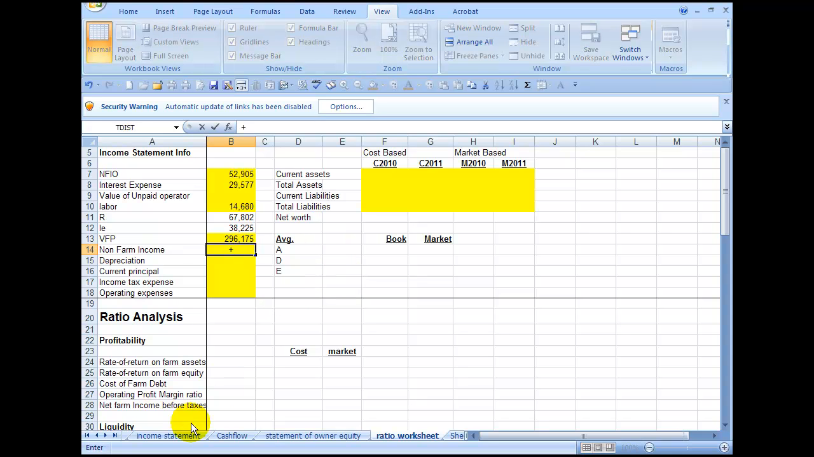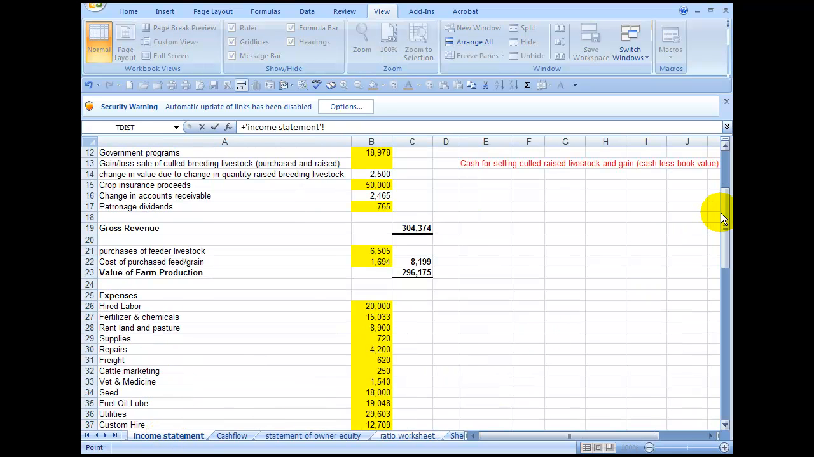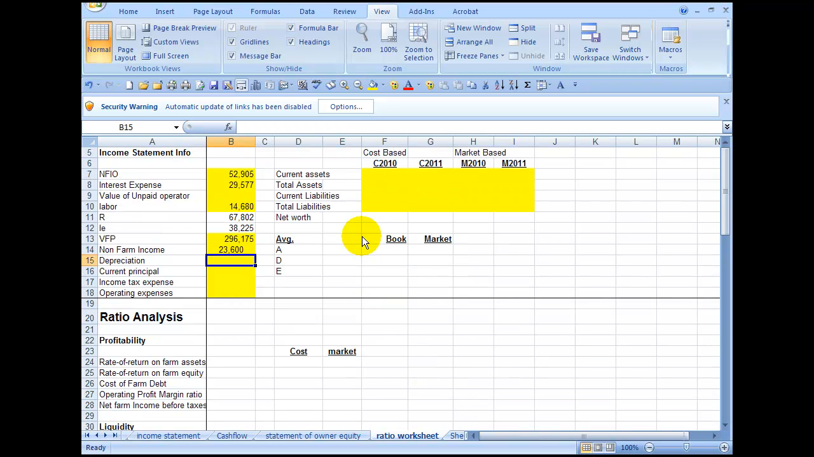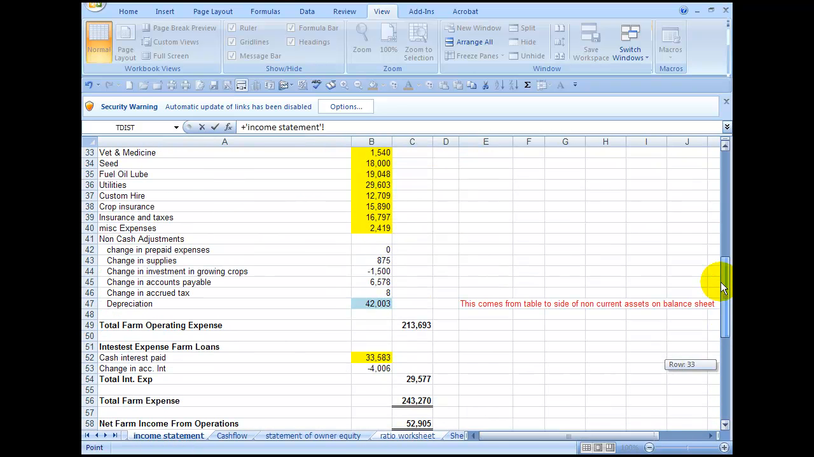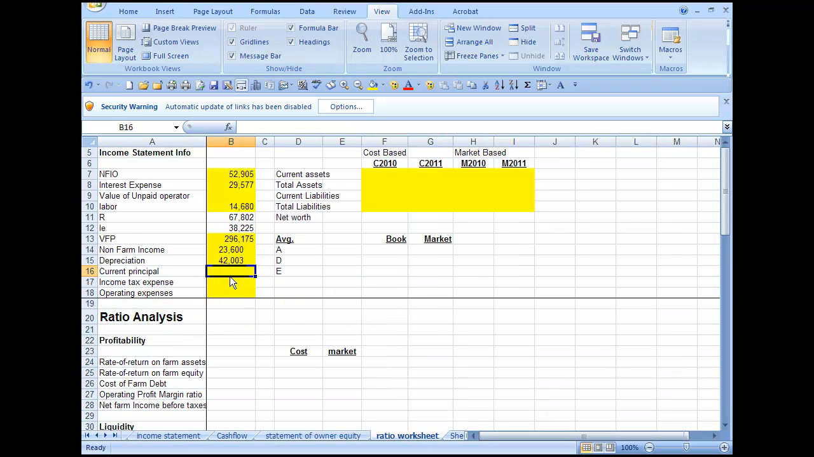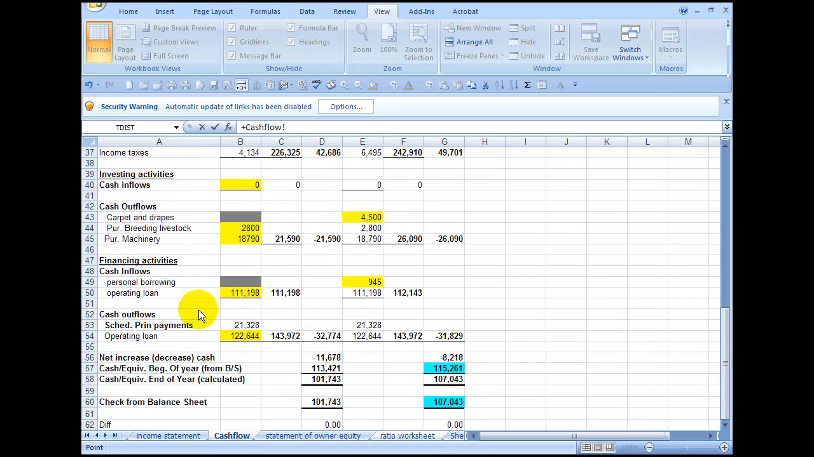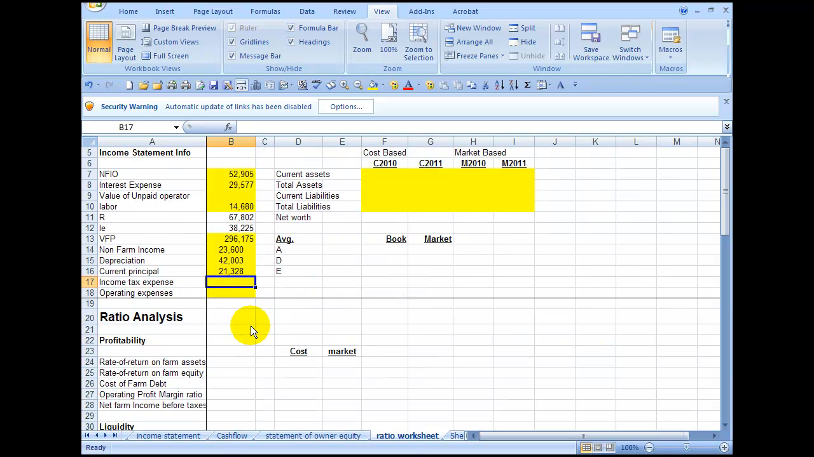Total non-farm income, income statement, off-farm wages. Depreciation, plus or equals income statement, depreciation. Current principal is off the cash flow. Down here in financing, we have operating loan numbers, and then scheduled principal payments is the current principal we're paying on our non-current debt, and so that's the number we want to refer to.